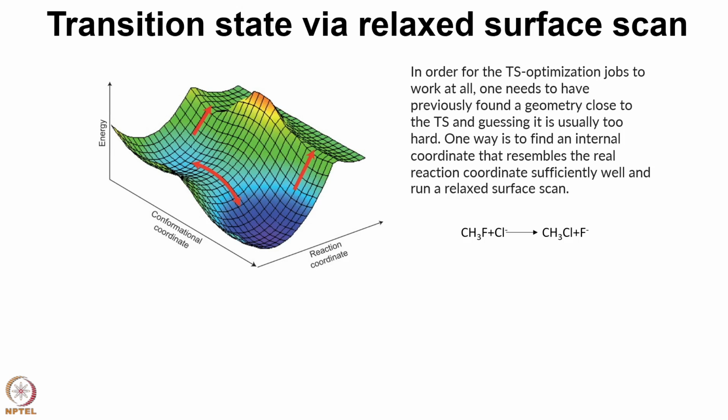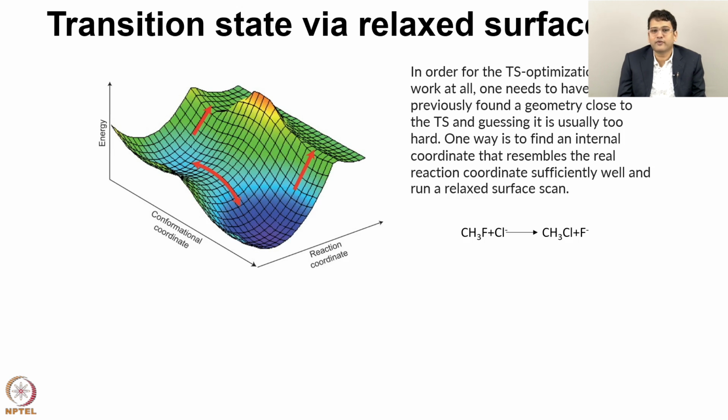And generally one of the easiest ways to find the transition state is to get to a geometry close to the transition state. Otherwise, you need to have some kind of a guess, and the guess can come from your intuition. You may already know the answer, or maybe God has already told you what the answer is, but somehow you need to have a very good guess. One way is to find an internal coordinate that actually resembles the real reaction coordinate, and then you run a relaxed surface scan, find the maxima along this internal coordinate, and if you do a few trial and error attempts, you will find the transition state there.